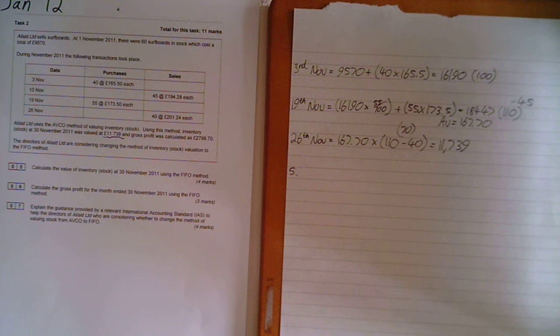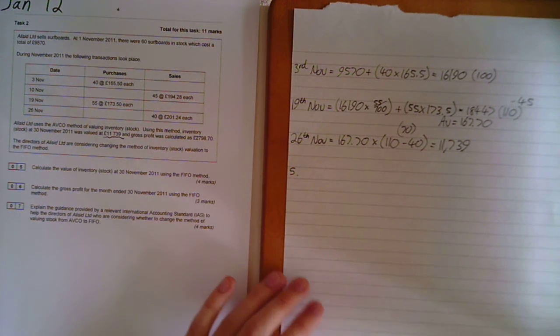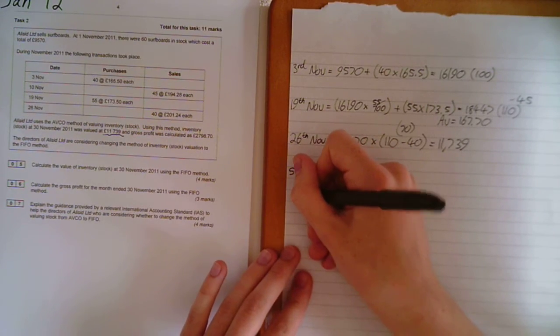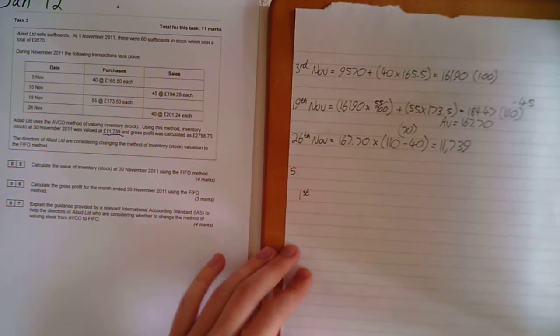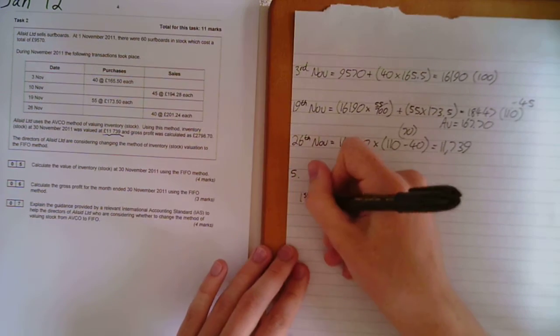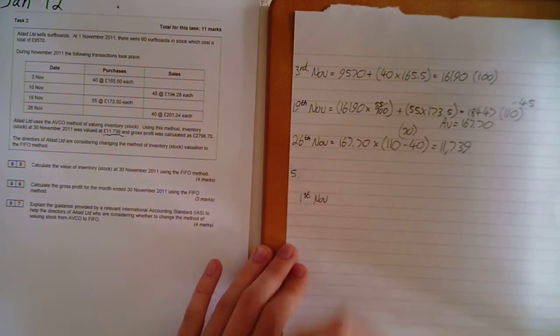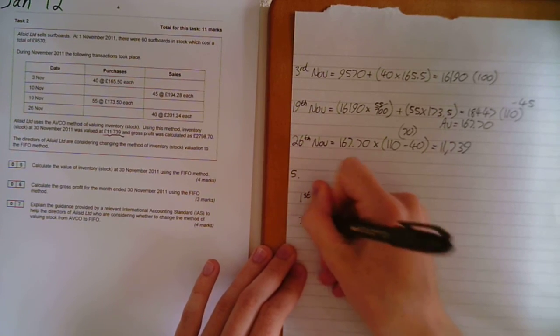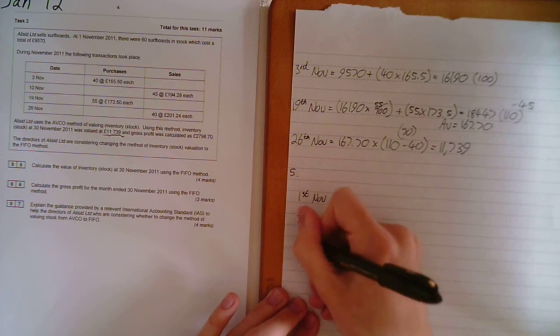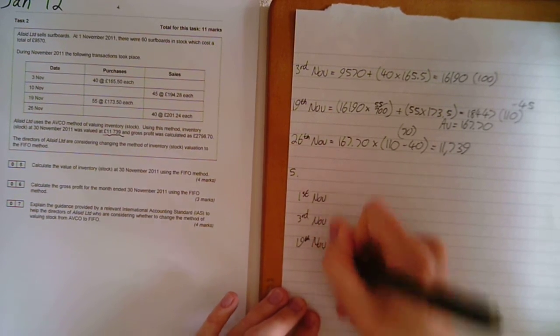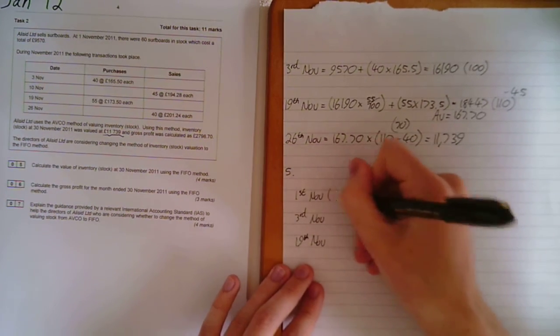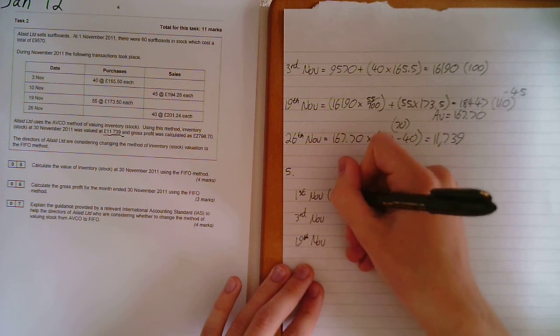Point 5, calculate the value of inventory using the FIFO method. So this is how I laid out. Everyone lays it out different. I was taught a certain way and I just changed it a little bit. So what I do is I always put the dates of the purchases on the right hand side. So the 1st of November, the 3rd of November. The 1st of November represents the opening inventory, and the 19th of November. And in the brackets, what I'm going to put is the average purchase price.